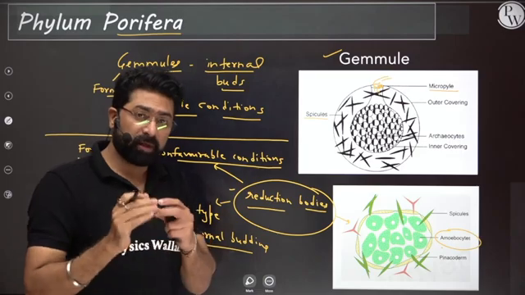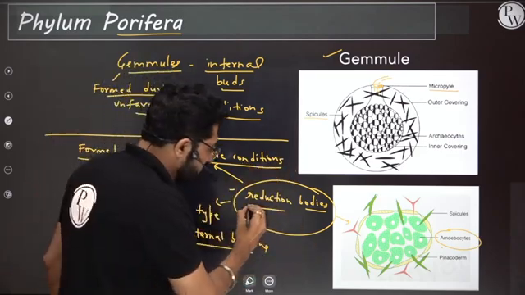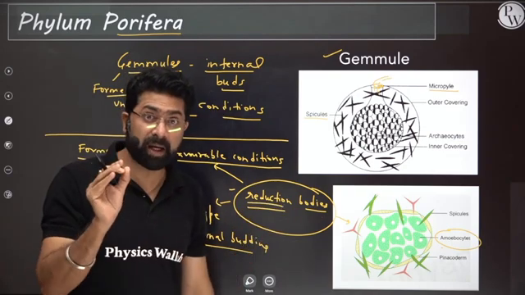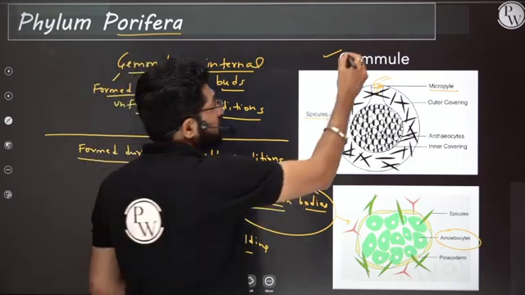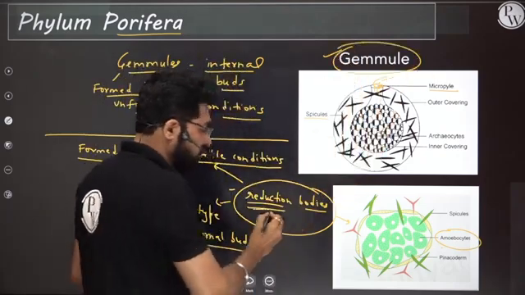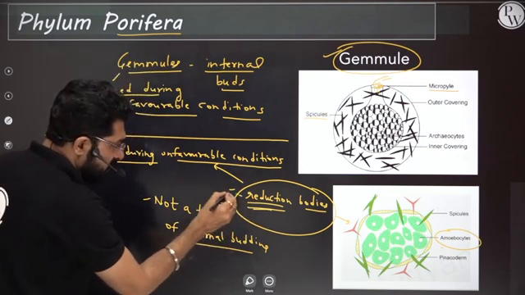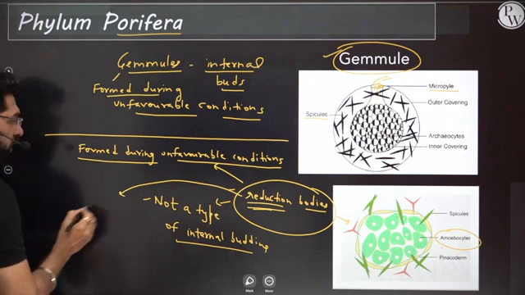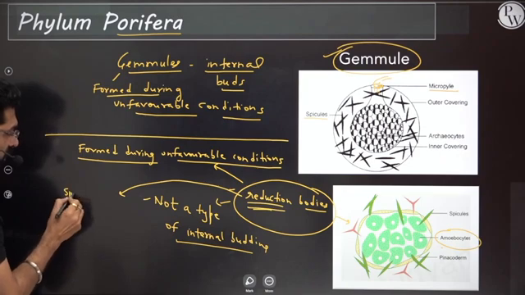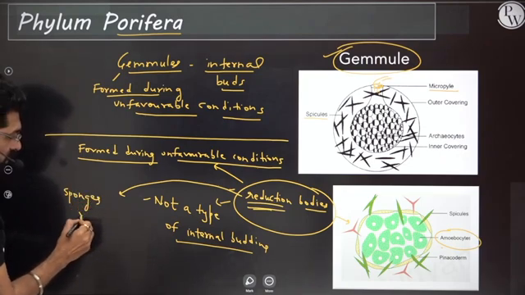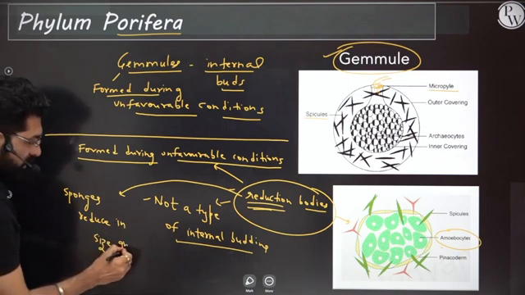So in the unfavorable conditions, what they are going to do, they are reducing in size. That is why they are called reduction bodies. Please remember, the word reduction is there in that. So if someone asks you the difference between gemmule formation and reduction bodies, it's very easy. In reduction bodies, the size is going to reduce. During unfavorable conditions, the sponges reduce in size and shrink.